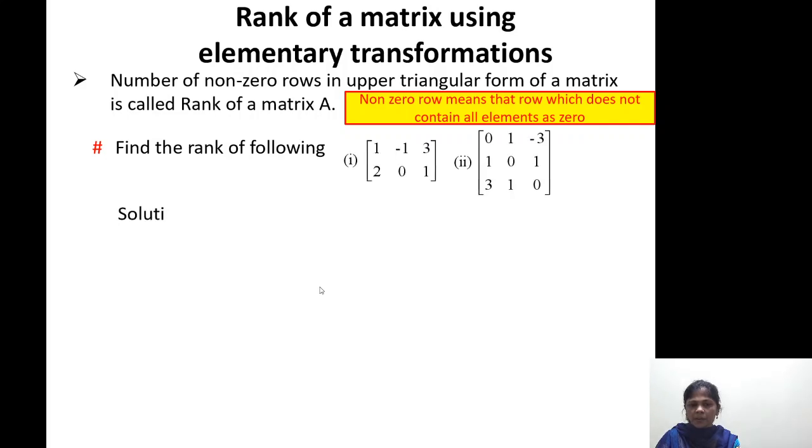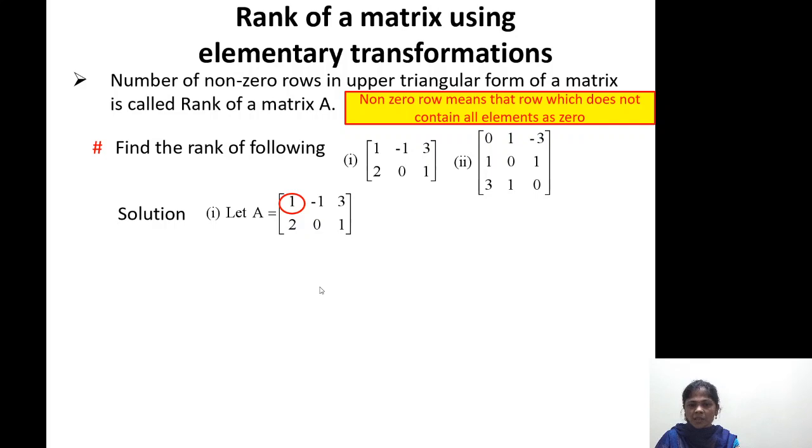Let us consider the first one. Let A be the matrix. We will identify diagonal elements. Over here, the first diagonal element is non-zero. So we shall make all elements below this diagonal element 0 with the help of this diagonal element only.